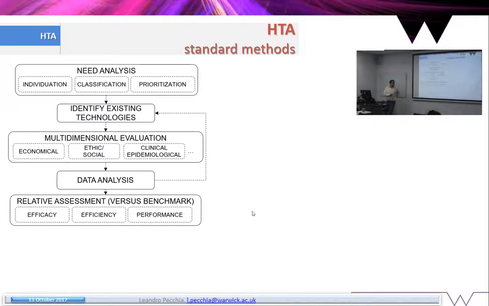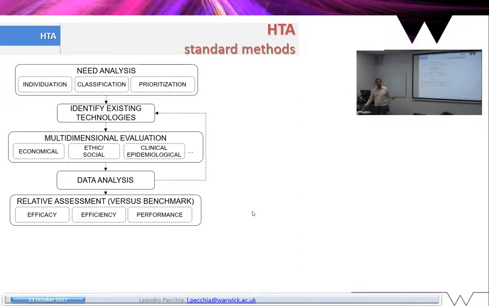And then, once you have done all those analyses, you will start to measure the things that we mentioned before. The efficacy, which means the clinical outcome, the impact on the patient; the efficiency, which means that given this outcome, which technology is using fewer resources; and the performance, where we try to put the two things together. Why do I do both?